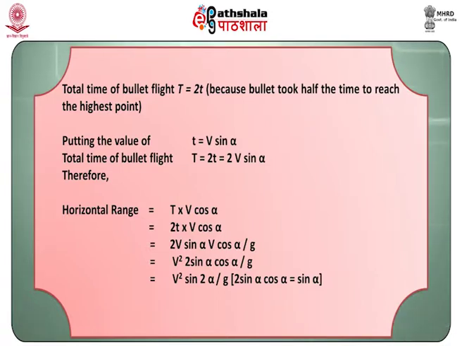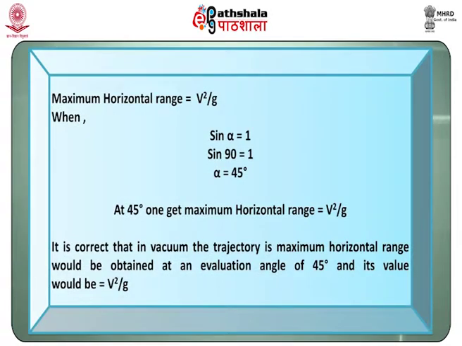Putting the value of 2 sin alpha cos alpha, we can write it as v square sin 2 alpha divided by g. Now, maximum horizontal range would be v square divided by g when sin 2 alpha is 1, sin 90 is 1, so alpha is equal to 45 degrees. At 45 degrees, one gets maximum horizontal range, that would be equal to v square divided by g. It is correct that in vacuum, the maximum horizontal range would be obtained at an elevation angle of 45 degrees, and its value would be v square divided by g.